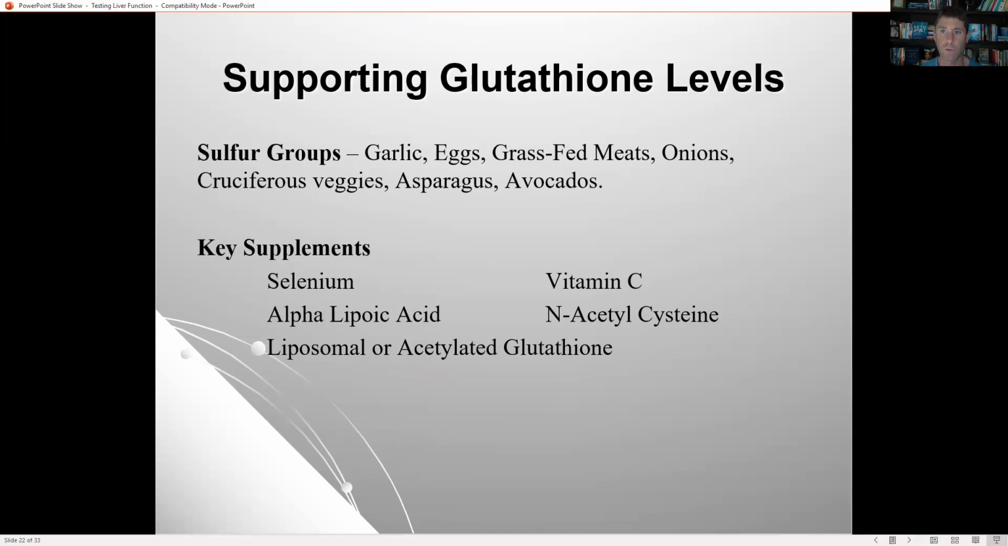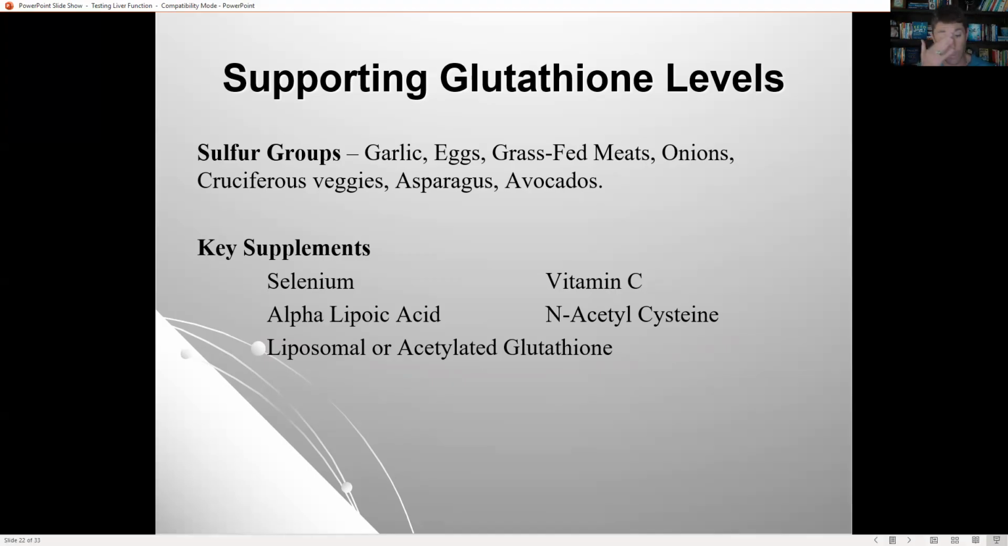So supporting glutathione levels is very much like supporting sulfation. So all those sulfur groups, garlic, eggs, we need cysteine as one of the key amino acids, the rate limiting amino acid here. So grass-fed meats, onions, cruciferous veggies, asparagus, avocados, all provide sulfur compounds and cysteine to support glutathione.